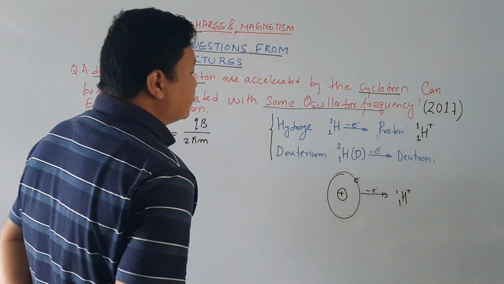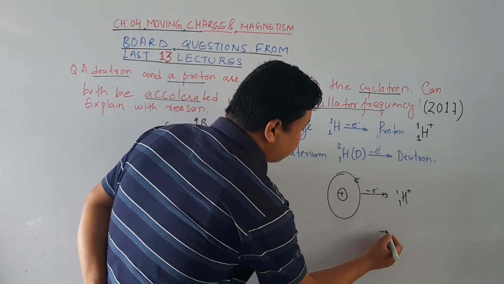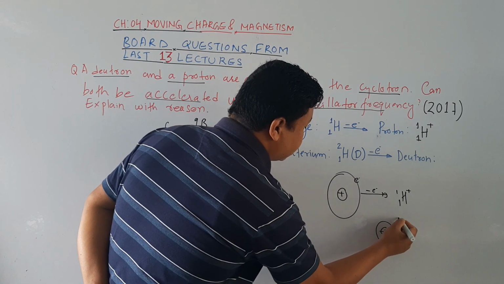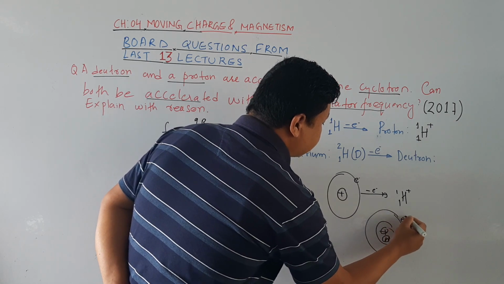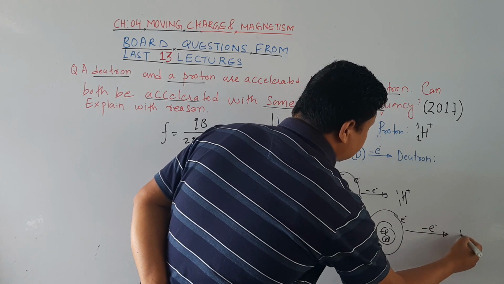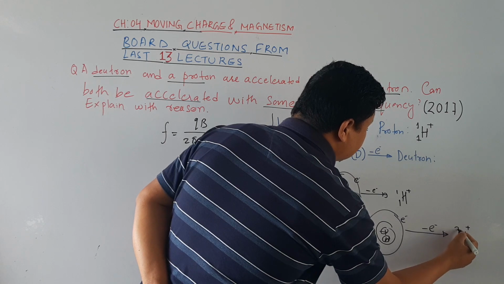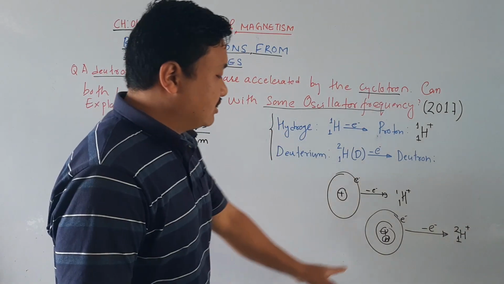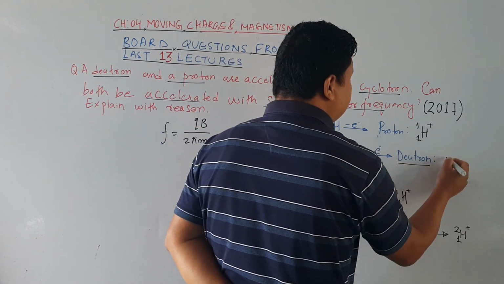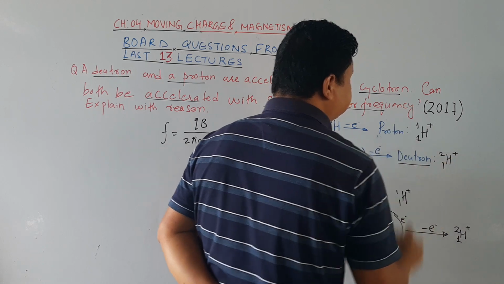What is deuterium? Deuterium is an isotope of hydrogen in which you have 1 proton and 1 neutron in the nucleus and 1 electron outside. If you take out 1 electron, it will become hydrogen plus with atomic number 1, but the mass number is 2 because inside there is 1 proton and 1 neutron. So this is my deuteron. Deuteron has got H, 1, 2 plus.